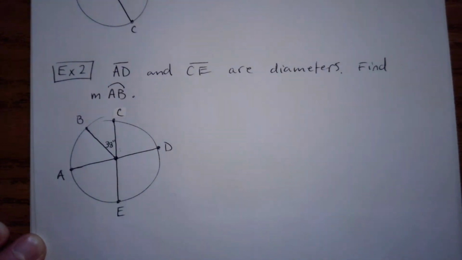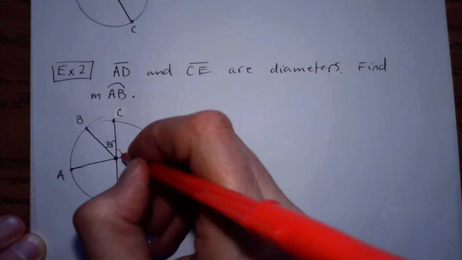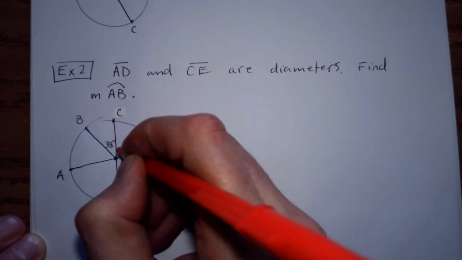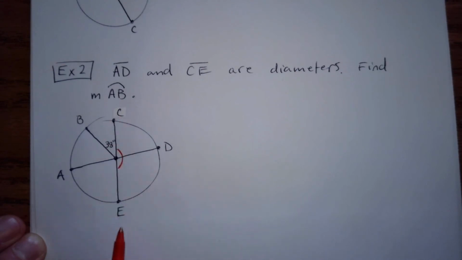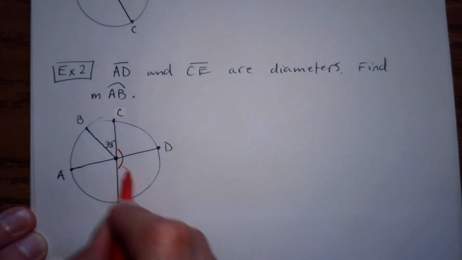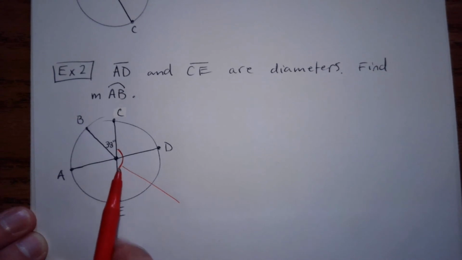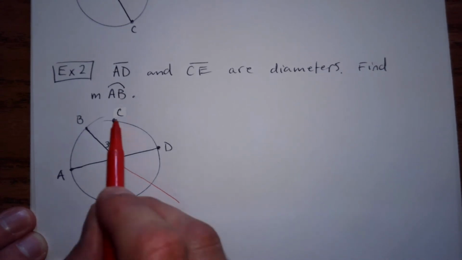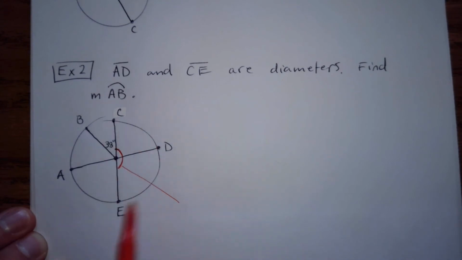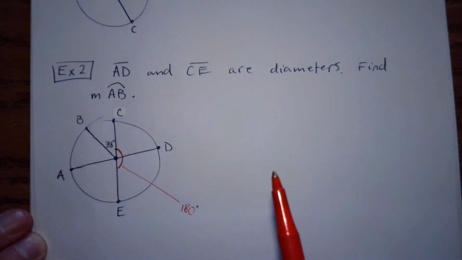Okay, well, I guess I can just say, listen. CE is a diameter, right? So how many degrees is from here to here, from C all the way to E in this direction? 180, right? Which means this is also 180 here. Where else is it 180? A to D in both directions, right? Okay.